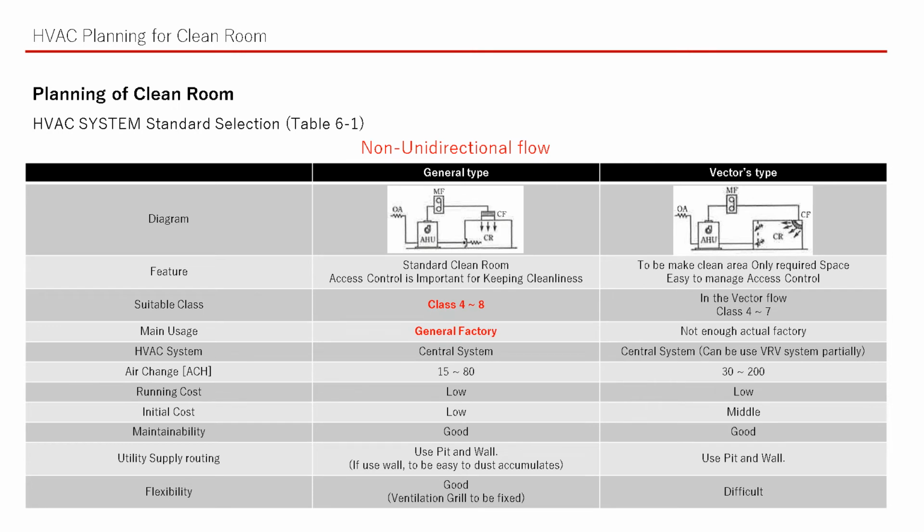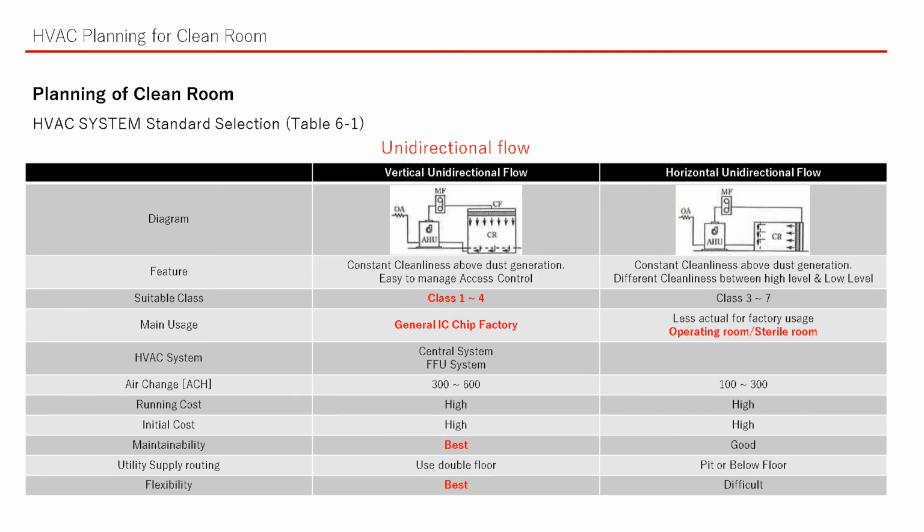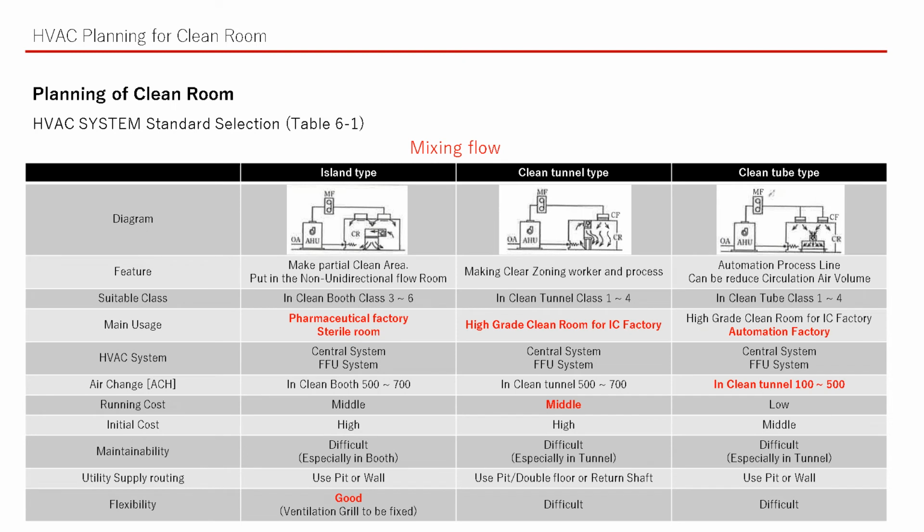We introduce a summary of types of HVAC planning in table 6-1. We will not explain details here. When you start the design, please refer to the table as one of the benchmarks. This is non-unidirectional flow. This is unidirectional flow. This is mixing flow. It is making a partial clean room.